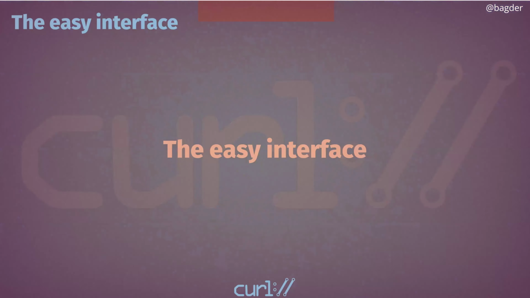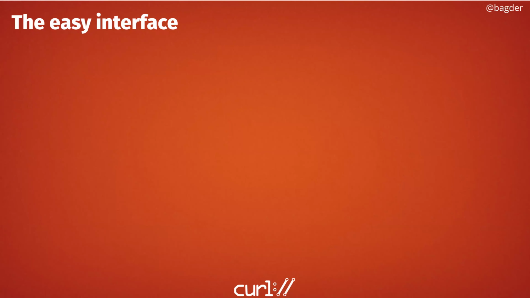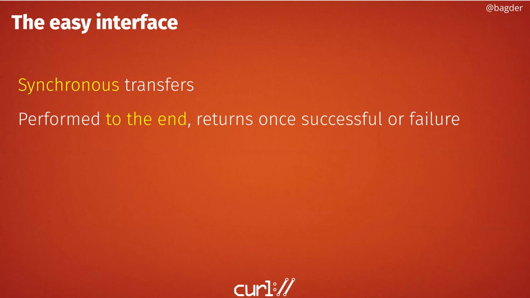So the easy interface, yeah, that's the silly name I was referring to. The easy interface does file transfers, internet transfers in a synchronous way, blocking. It performs the transfer until the end, when the transfer is completed, whether it's completed without errors or aborted prematurely because of an error. But it will do it. It will go all the way and then return the result to you. Did it work? It did not work.